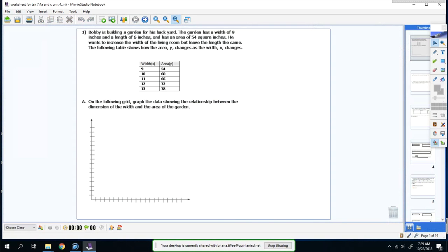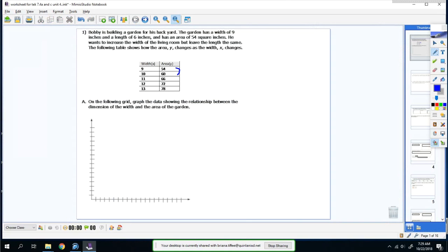So it says Bobby's building a garden for his backyard. The garden has a width of 9 inches and a length of 6. He has an area of 54 square inches. He wants to increase the width of the living room, but leave the length the same. The following table shows how the area Y changes as the width X changes. So I need to find the constant, basically how much it is constantly increasing by.